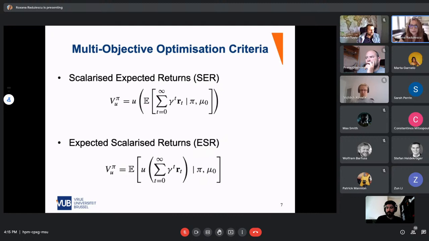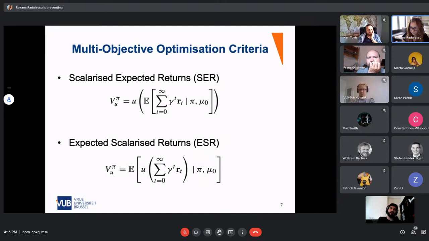So the choice of optimization criteria is really driven by what you are trying to optimize. And they were rarely explicitly mentioned in the literature, because SER is usually the default case in planning and MORL, while ESR was always just considered in game theory. And we have shown that the choice of optimization criteria is important because it does lead to different solutions in the case of nonlinear utility functions. Maybe important to note here that if you have linear utility functions, there is no distinction to be made between these two criteria.